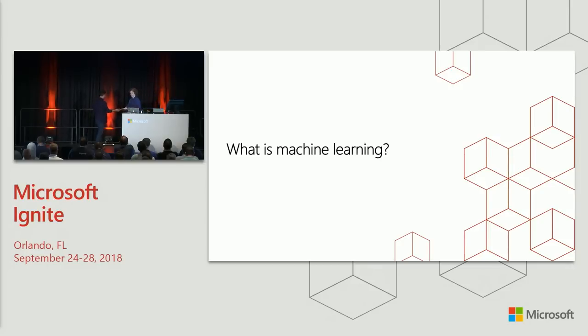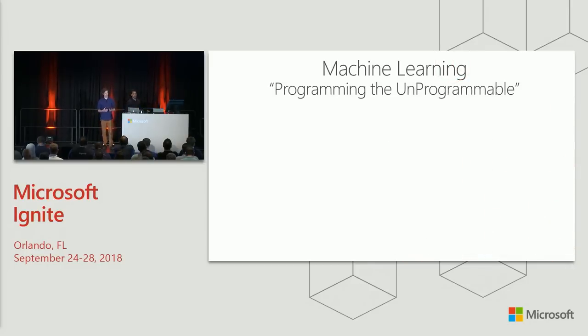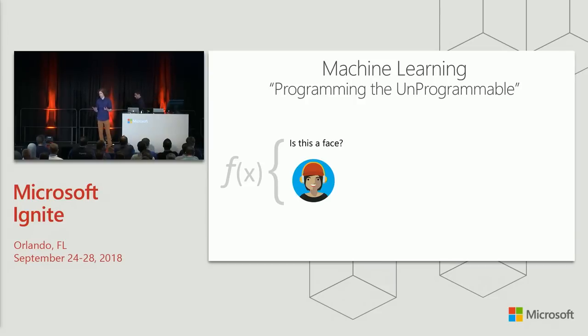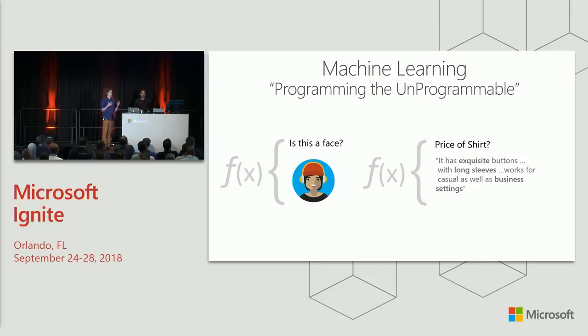Sure. So one way to think about machine learning is that it allows you to program the unprogrammable. If I asked you to write a function that takes an image as an input and outputs, is there a face in the image, it's not really clear how you would start that. Or if I asked you to write a function that takes the description of a shirt and outputs the price of that shirt, you might look for some keywords that would give you a hint, but that wouldn't necessarily work really well, and it wouldn't scale to all the items in your catalog.